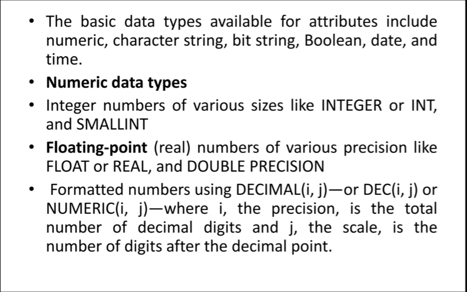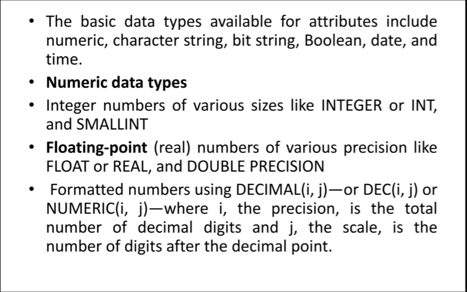The next type is floating point or real. Floating point is mainly used to store real numbers, that is, numbers with a decimal point, for example 2.5, 2.6, 2.83. To store a real number or floating point number, you can use a data type like float, real or double precision. And also in floating point you can use formatted numbers.